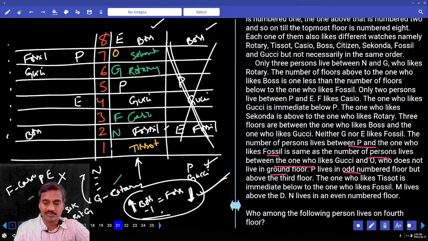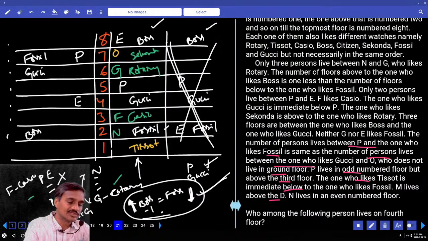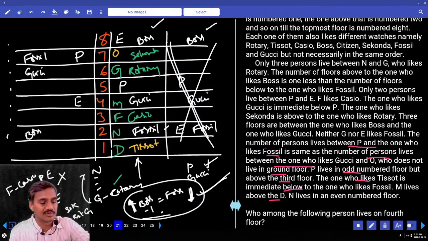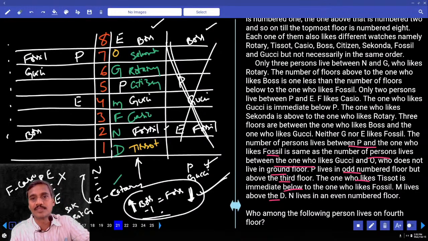P lives on an odd number floor, but above the 3rd. Tissot is immediately below Fossil. M lives above D. M is here, D is here. Then tell me what is the company left over. Now Citizen: who likes Citizen? P likes Citizen.